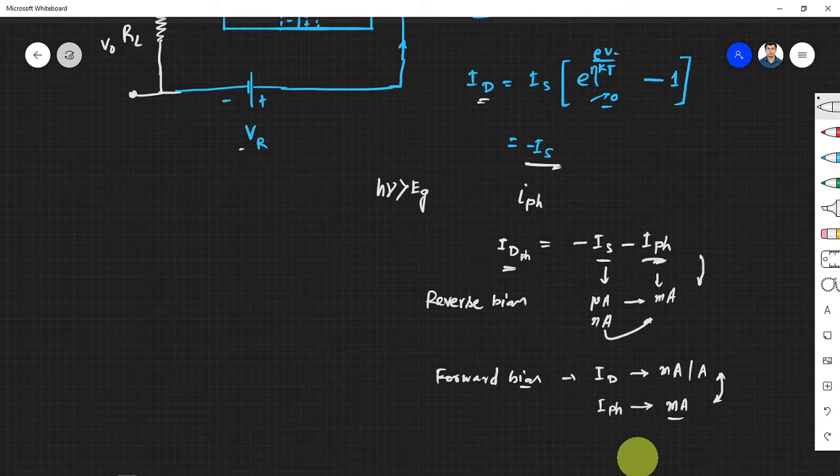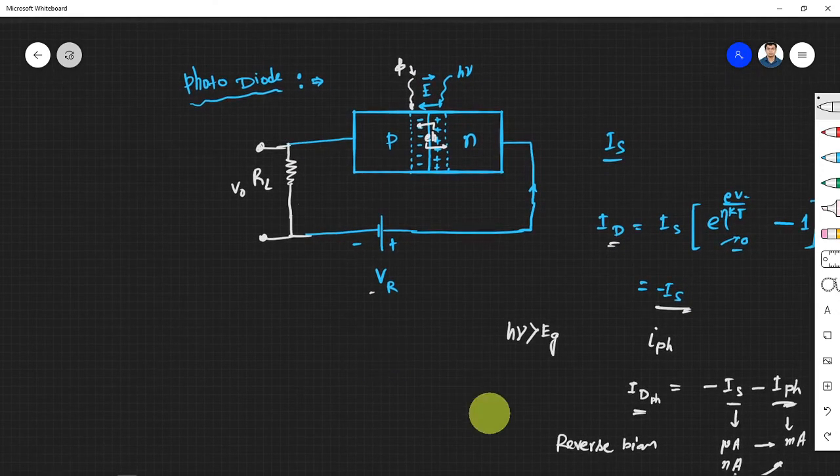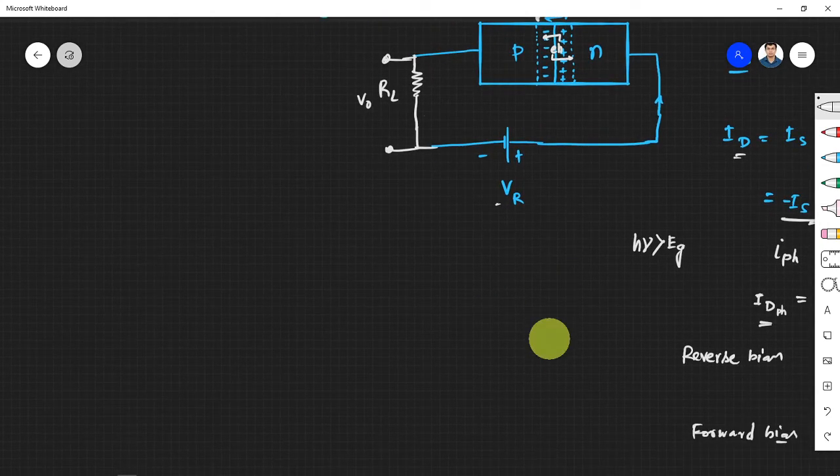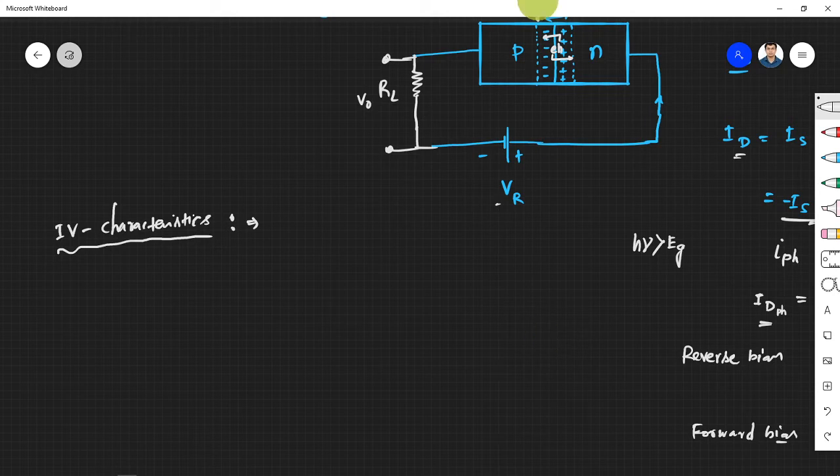It's nanoampere to milliampere, almost 10 to the power 6 order of change. So it's very sensitive to photons in reverse bias. I mean, the current is very sensitive to the photon flux density in reverse bias. Okay, so let's draw the IV characteristics. Let's try to understand them. In the dark, you can easily draw it, right? In the dark, it's like a normal PN junction diode. So let's draw it. You have voltage and current.